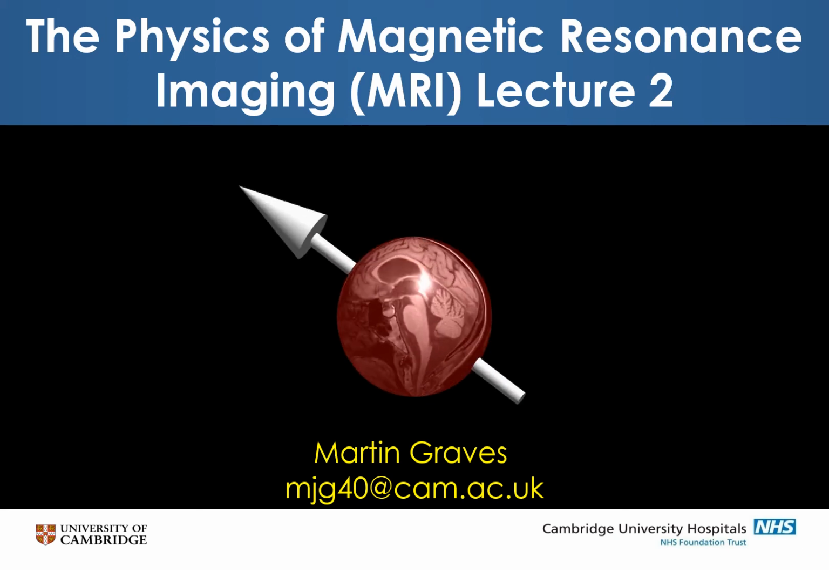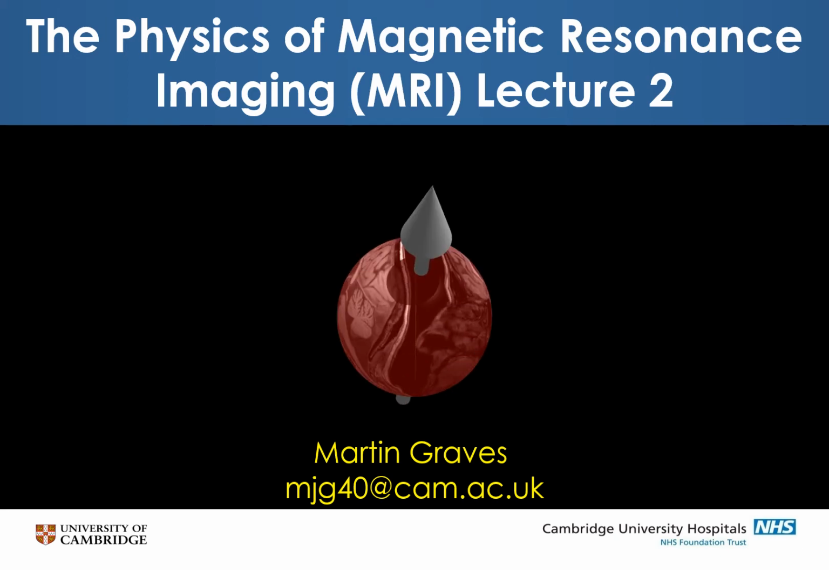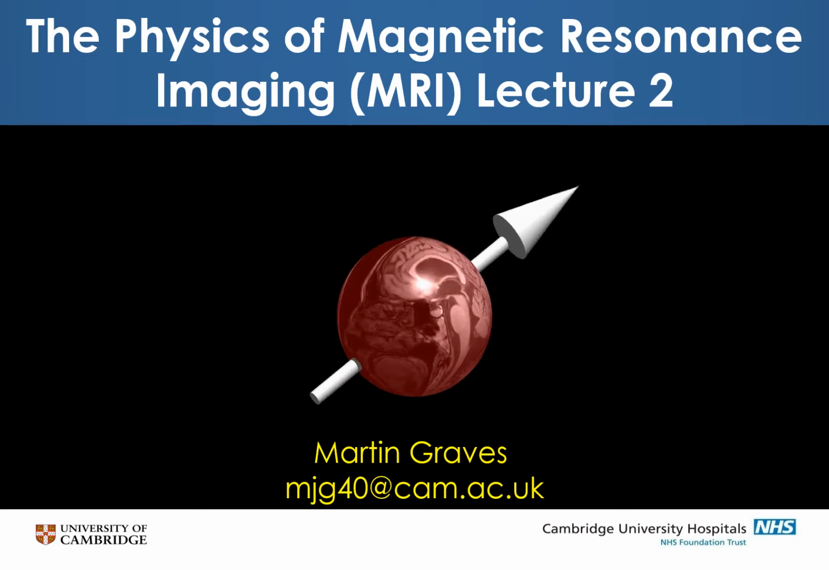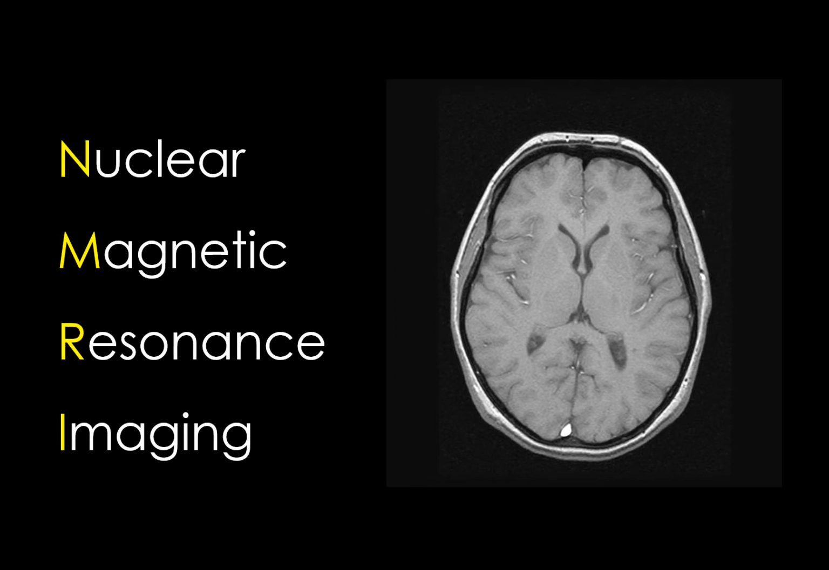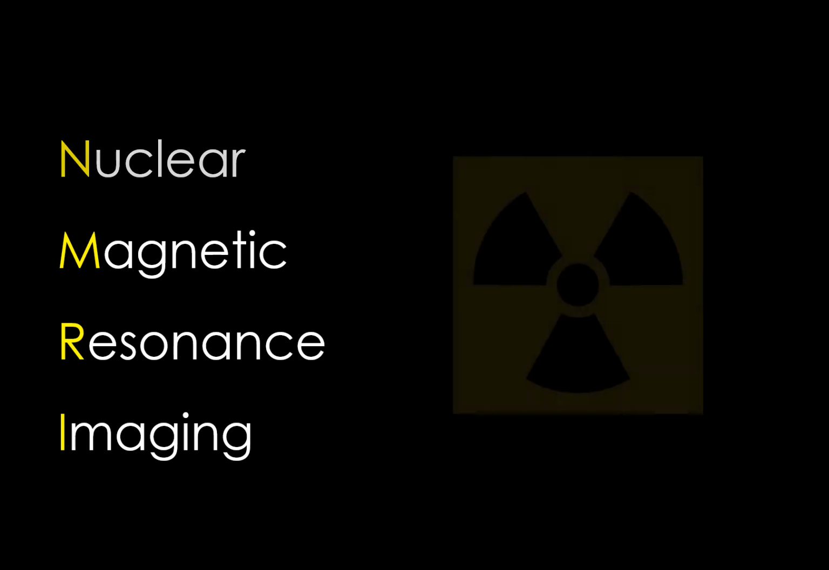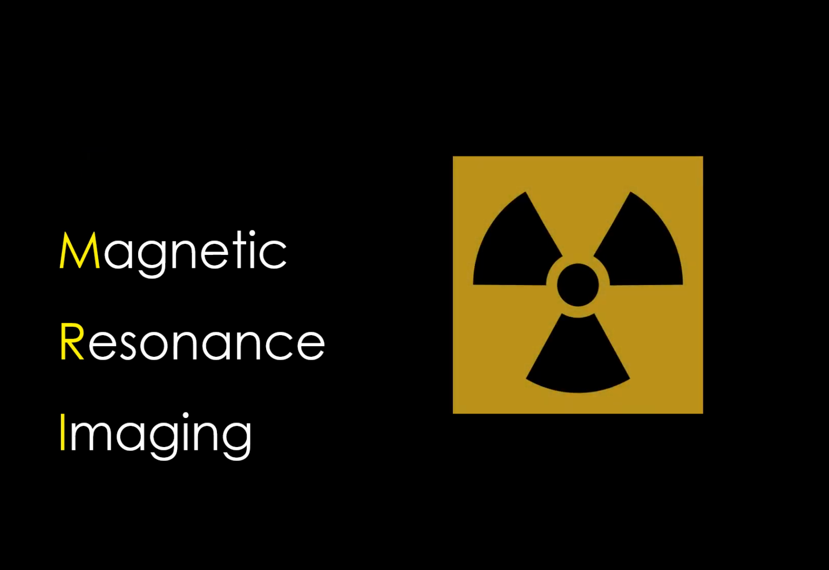Welcome to this second lecture on the physics of magnetic resonance imaging. In this lecture I will primarily explain the principles of MR image formation and describe the spin echo and gradient echo pulse sequences. MRI was originally called by the more accurately termed nuclear magnetic resonance imaging, but with the negative connotations of the word nuclear, although MRI has nothing to do with radioactivity, that was soon dropped.